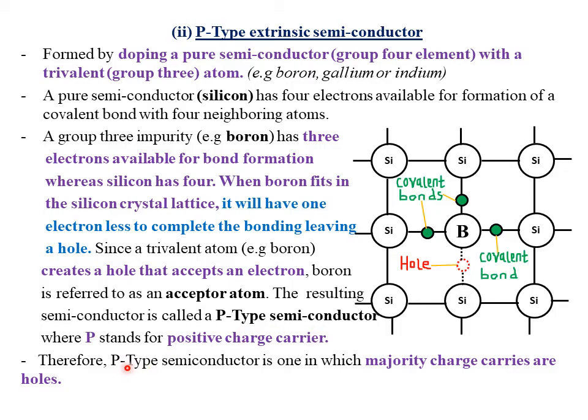Therefore, we can define a p-type extrinsic semiconductor, or simply put a p-type semiconductor, as one in which the majority charge carriers are holes, or they are positive charge carriers.